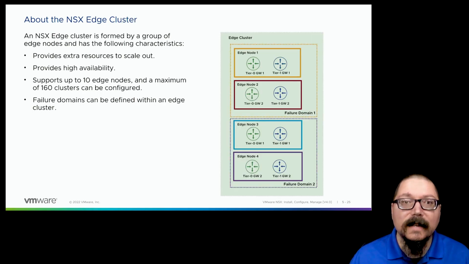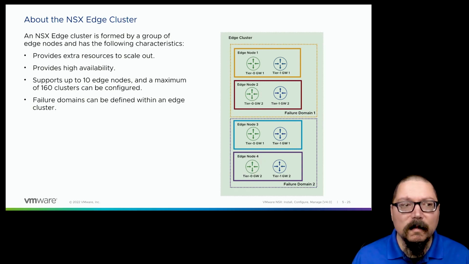Now, we're not consuming edge nodes independently. We are consuming an edge cluster. And an edge cluster is simply an object that includes one or more edge transport nodes for consumption by NSX objects. The edge cluster can have as many as 10 edge nodes in it. And those edge nodes, if you want, can be divided up into fault domains or failure domains.